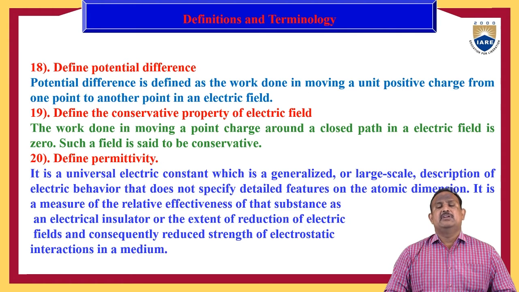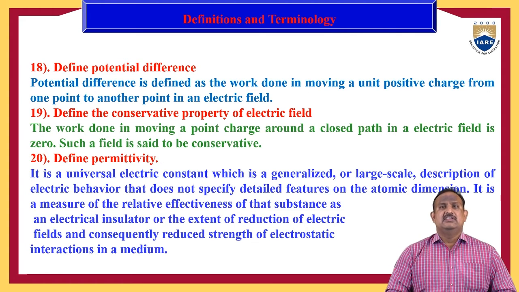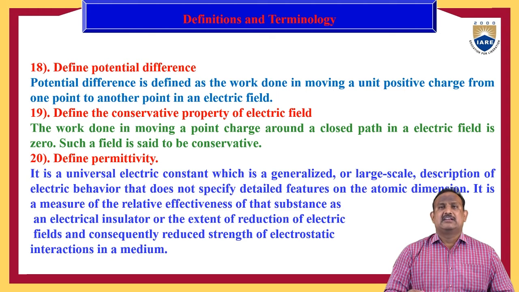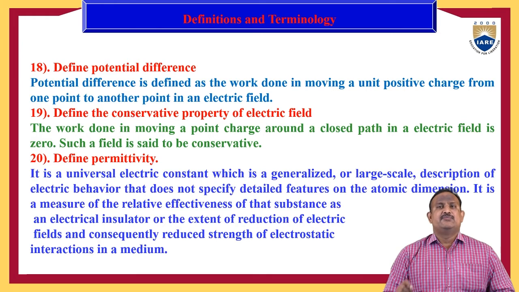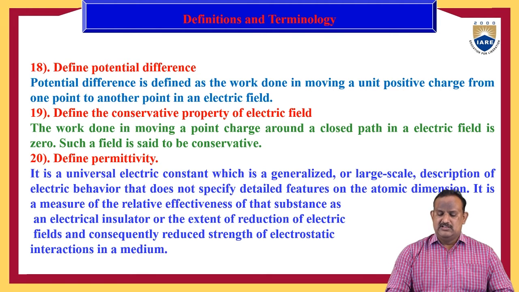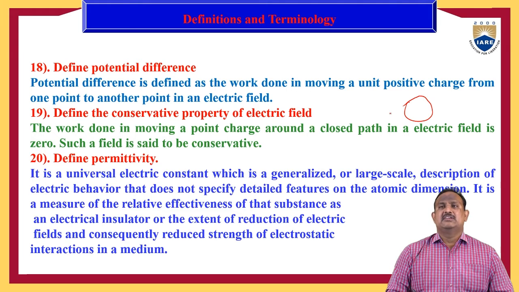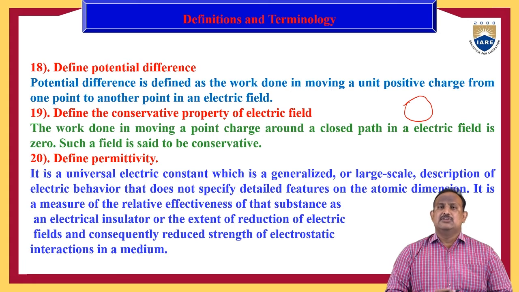Define the conservative property of electric field. The work done in moving a point charge around a closed path in an electric field is zero. Such a field is said to be a conservative field. Let us assume a closed path. Because of a closed path, the work required in moving a point charge from one point to another is always zero. Such a field is known as a conservative field.